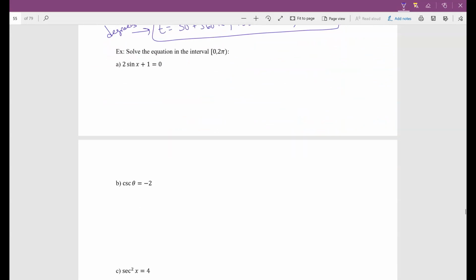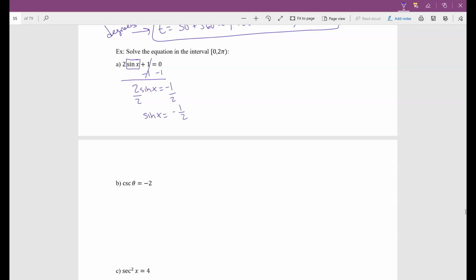Okay, so here you have more things that you have to work with. So the first thing that you really want to do is imagine that you want to solve for x. So what you're going to do is solve for this sine of x. So you want to get this guy by itself. So let's subtract by 1. So you're going to get 2 sine x is equal to -1. And then let's divide by 2. So sine of x is equal to -1/2.